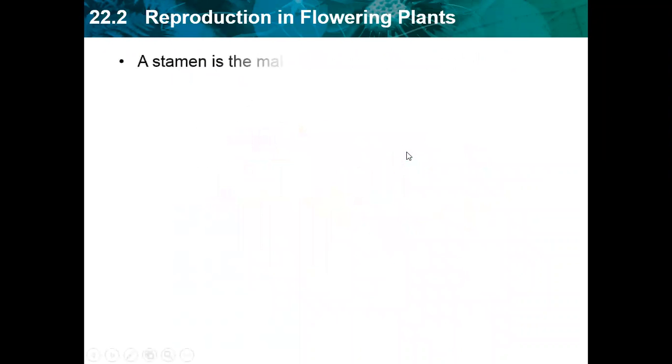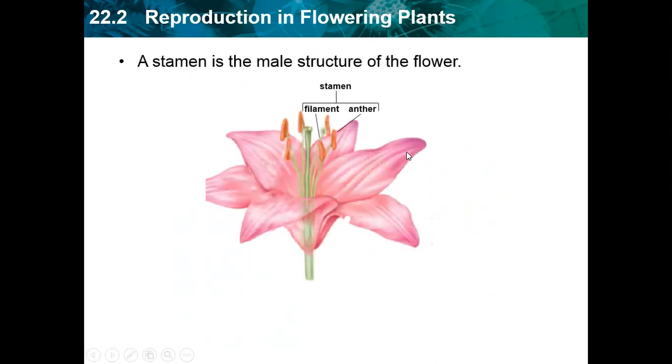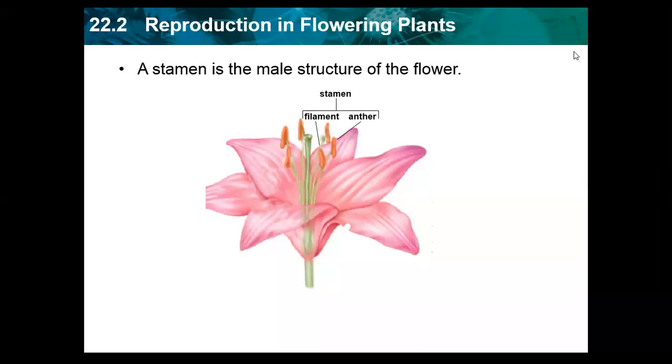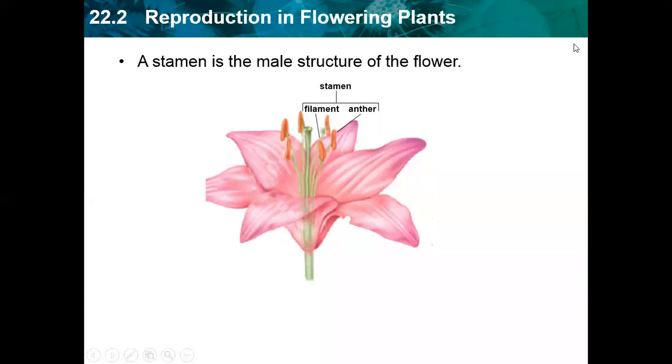And also, we need to know that some flowers have a combination of male and female parts, while some other ones have just the female without the male. But this one has both the male and the female. And the male part of the flower is called the stamen.